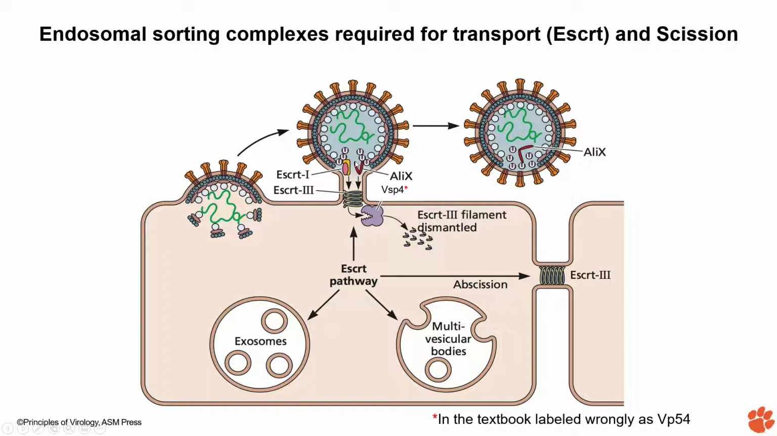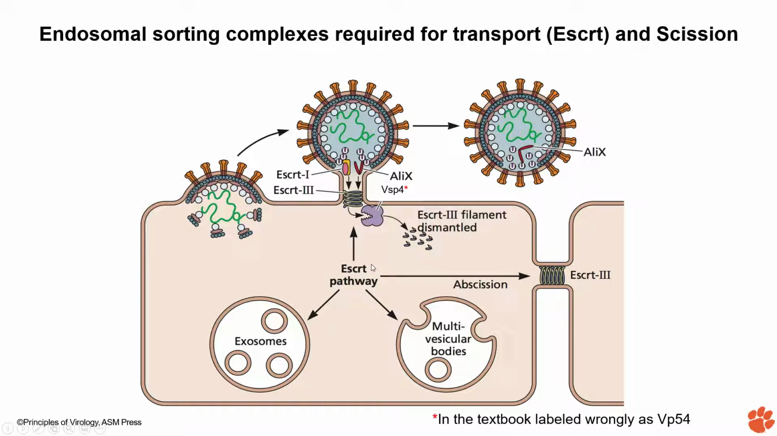Now, along with that, ESCRT-3 also finds its way into the neck region of the budding virus and the membrane. And this ESCRT-3 complex is basically responsible for what we call scission, or cutting off of the virus. When cells divide, ESCRT-3 is also responsible for the scission of the two cells as well. And once this process is done, the ESCRT-3 filament is dismantled and recycled back again.